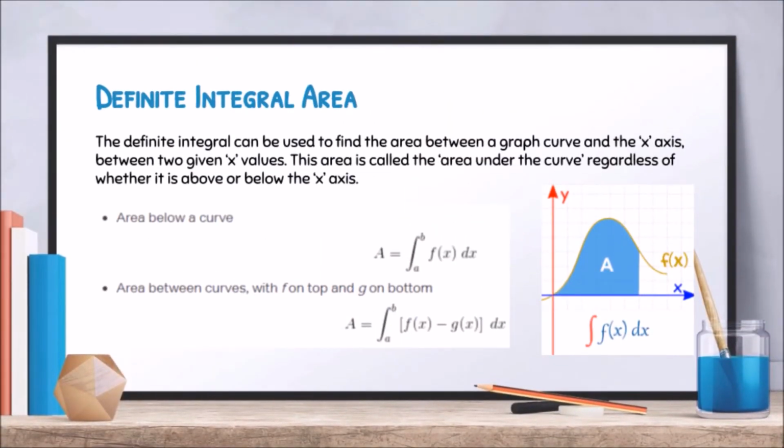Definite integrals can also be applied to find the area between a graph curve and the x-axis between two given x values. This area is known as the area under the curve, regardless of whether it's above or below the x-axis. The formula to find the area below a curve is area equals integral from a to b of f of x dx, or the area between curves with f on top and g on the bottom is defined as area equals integral from a to b of f of x minus g of x dx.